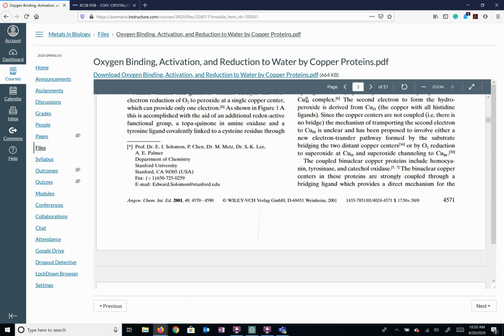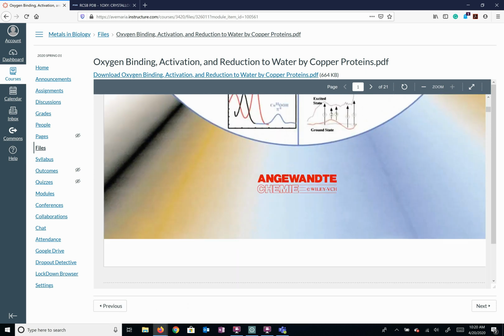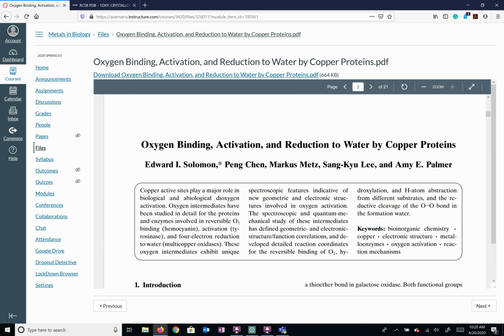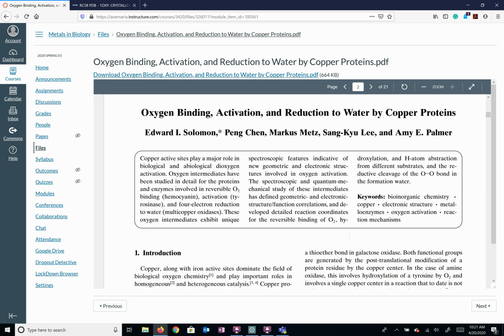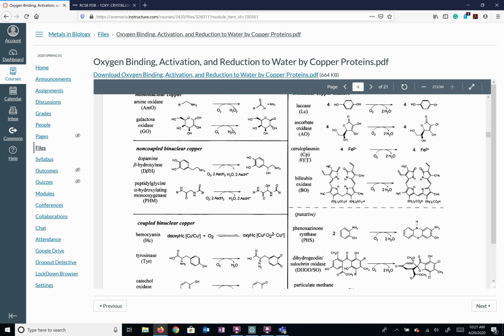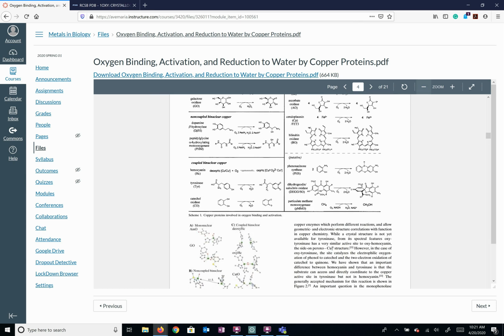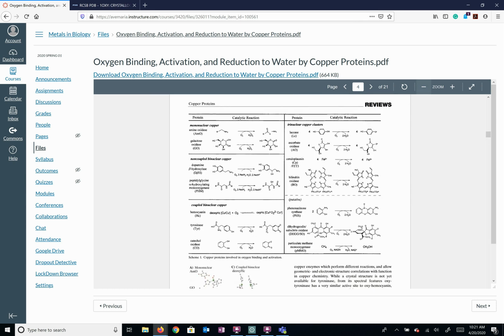So this is one of the articles that I posted for you guys on Canvas. This right here, on oxygen binding and activation and reduction, is a fantastic article. It doesn't go into too much detail, it's not an overbearing article, but it really talks about how oxygen binding happens in copper proteins. If you go through here, I did the wrong thing again, I did this in the last video I recorded. This page gives a good overview of a lot of the different types of activity that we end up seeing with these copper-containing proteins.